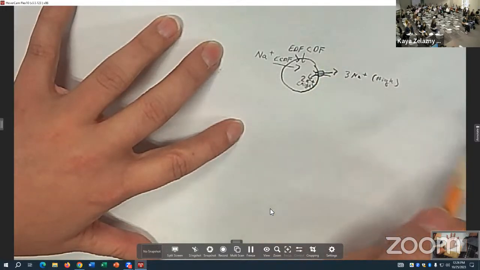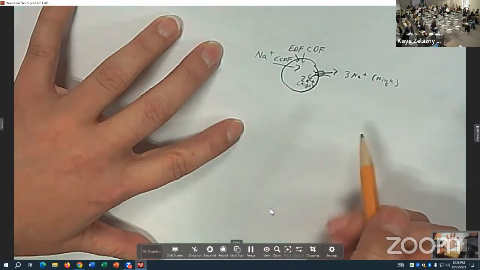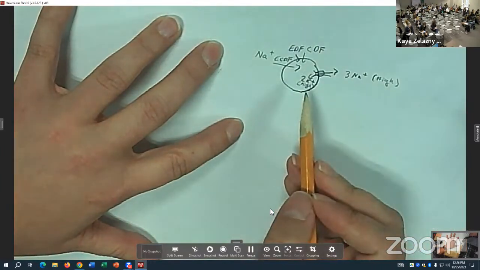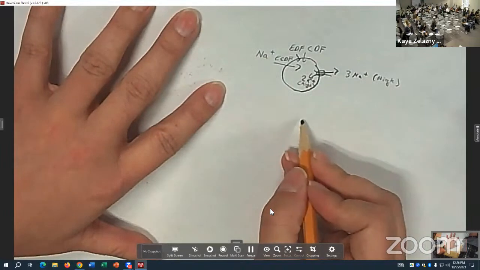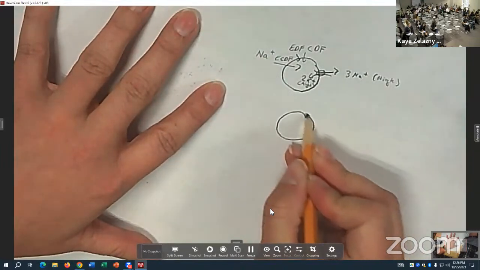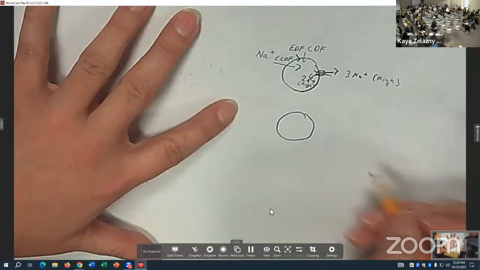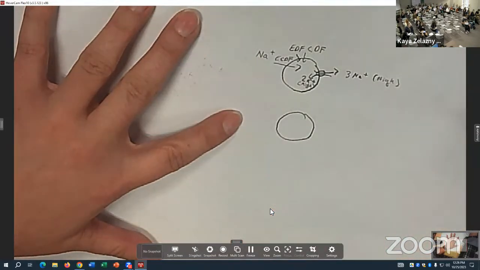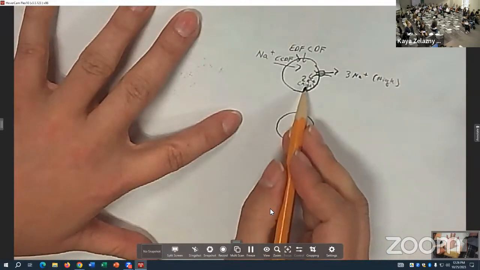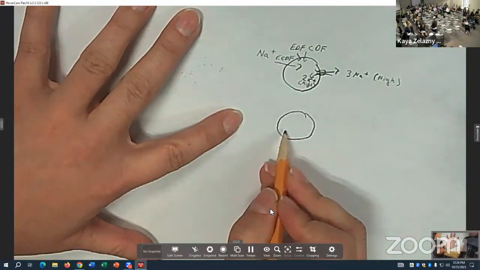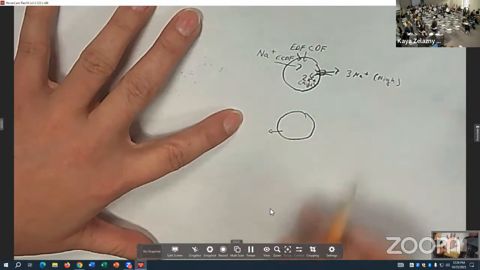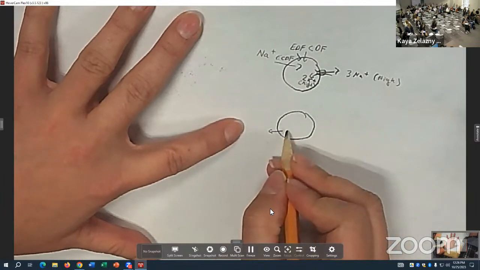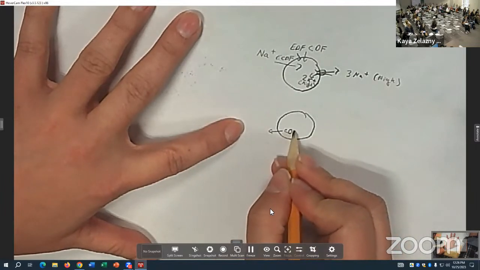Chemical driving force always goes from high concentration to low concentration. So that's why it points in for sodium. So for potassium, same thing, right? So now we've got to do the same thing, but in the opposite direction. So we go from high potassium inside the cell to low potassium outside the cell for our chemical driving force.